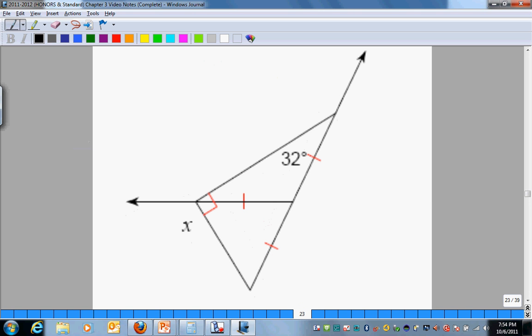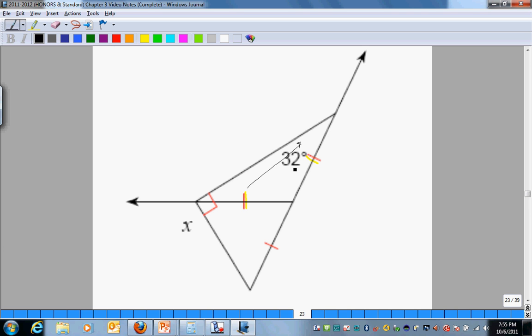Let's start by asking ourselves, what can we do? First thing I'd like you to do is physically trace over this hatch mark, please. Trace over the hatch marks. Now follow the hatch marks and draw arrows to the opposite angles.